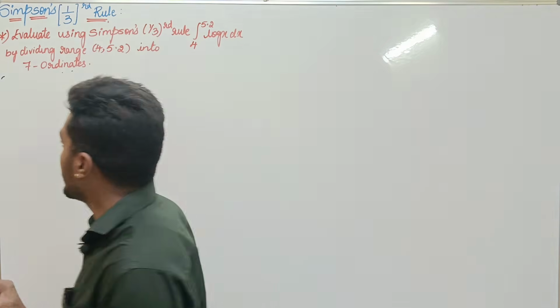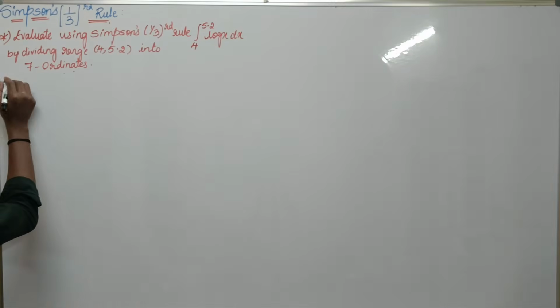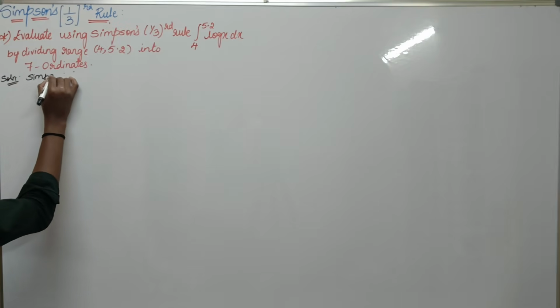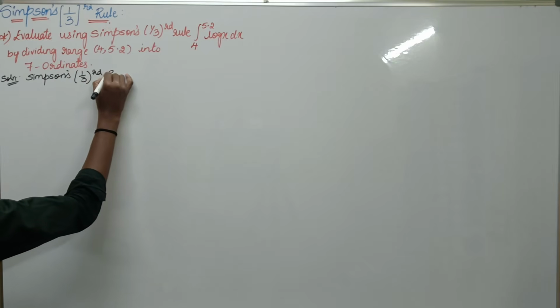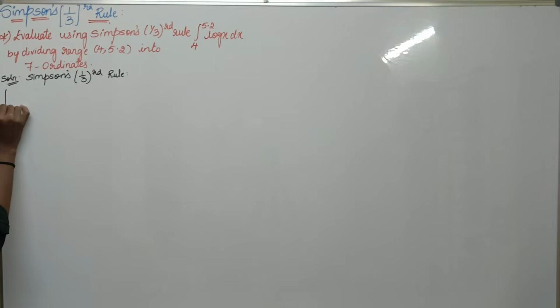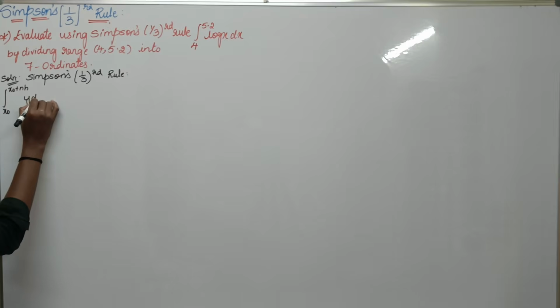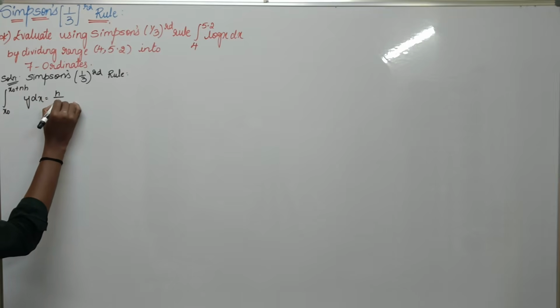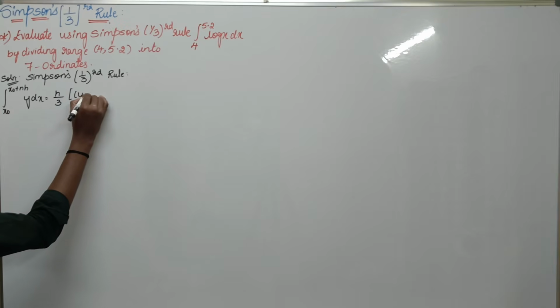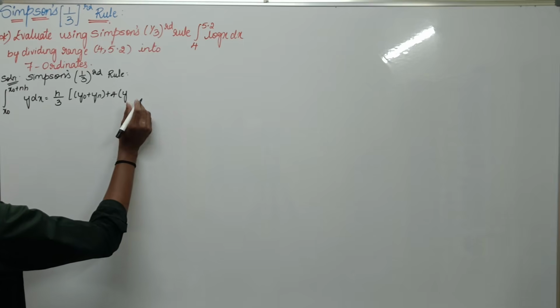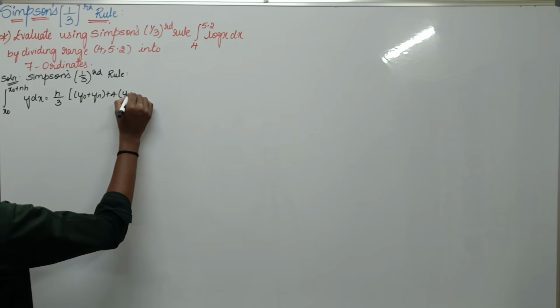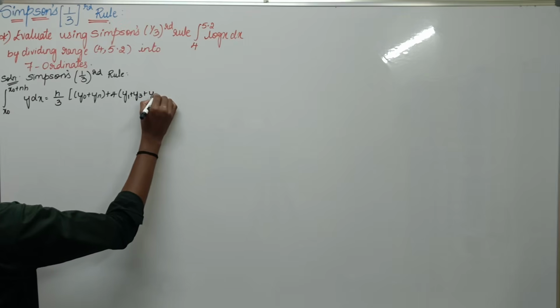you now. First, let us represent the Simpson's 1/3 rule formula. Solution: Simpson's 1/3 rule is given by the integral from x0 to x0 plus n times h of y dx, which is equal to h divided by 3 into y0 plus yn plus 4 into, we are going to consider the set of odd terms, that is y1 plus y3 plus y5 etc.